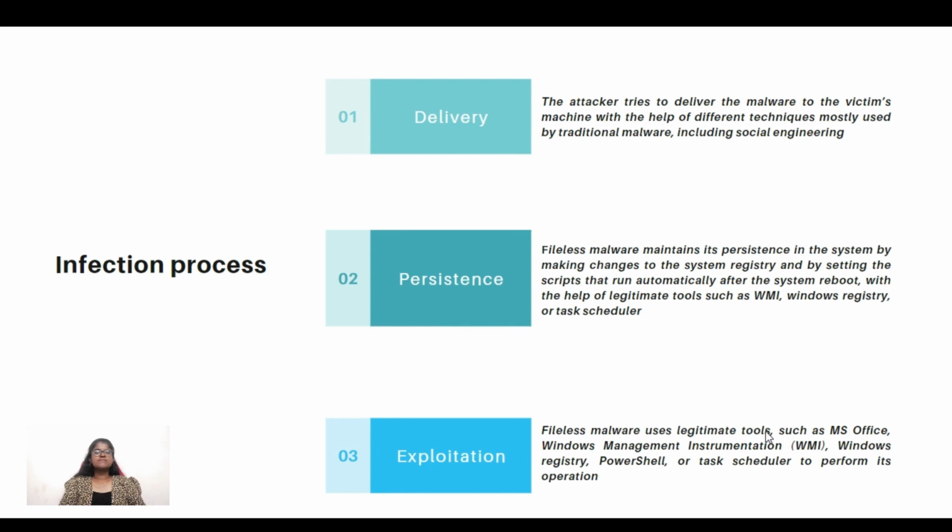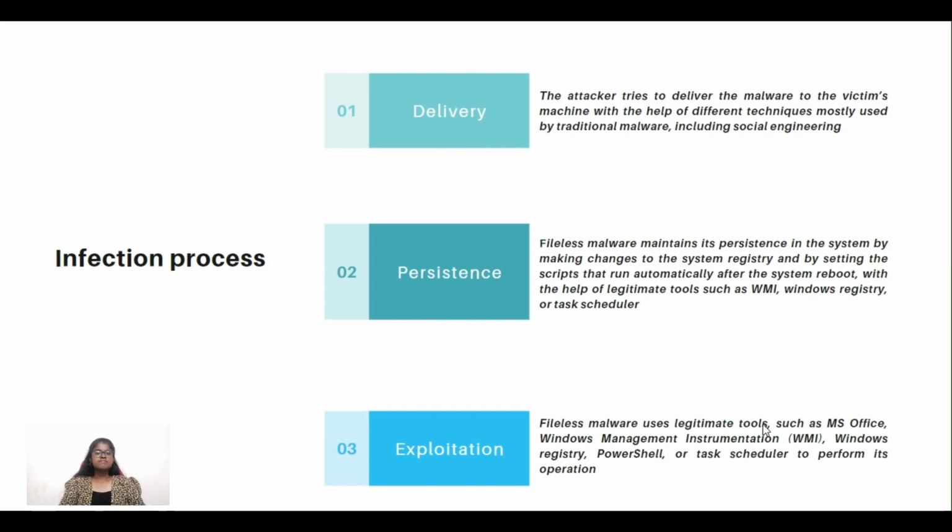Let's look at how this infection happens. The first step is delivery. The attacker first looks for any vulnerabilities in our system, and if he finds one, the attacker tries to deliver the malware into our system. It may be done using social engineering. The second step is persistence. After the malware enters our system, it tries to maintain its persistence. This can be done by making changes to the system registry and residing in the system.